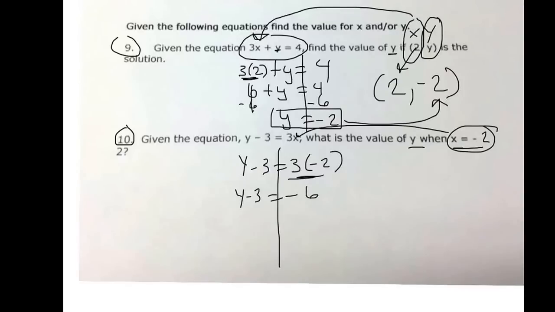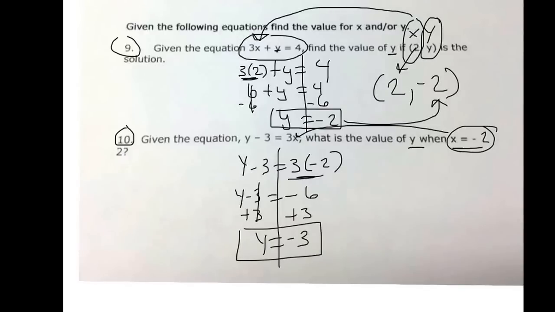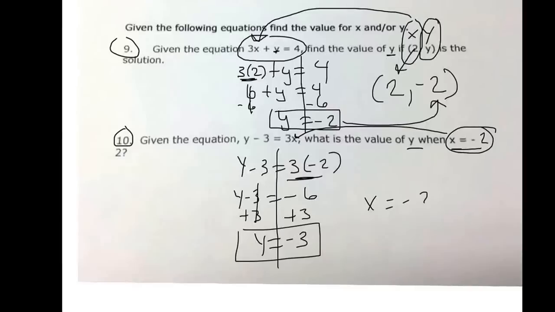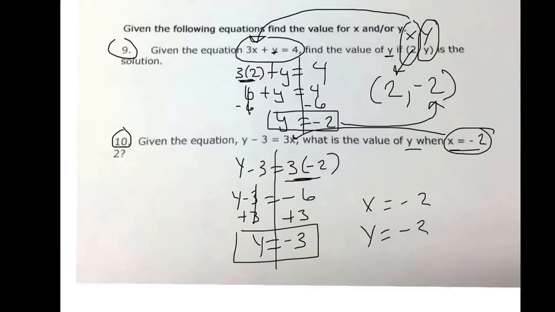Right here, when I see a negative 3, I have to do a plus 3 to undo it. Those cancel. Bring down my y. Negative 6 plus 3 is negative 3. And that's my answer. So when x is negative 2, y is negative 3.